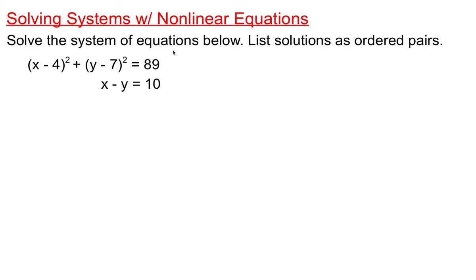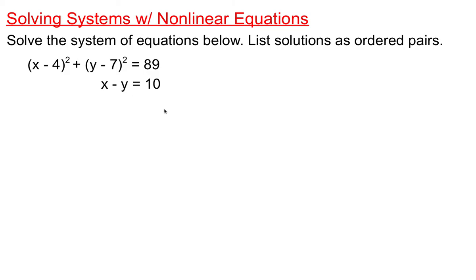Solve the system of equations below. List solutions as ordered pairs. We have two equations here. We have a circle, which is the quantity of x minus 4 squared plus the quantity of y minus 7 squared equals 89. We also have a linear equation. Looks like it's kind of written in standard form here. We have x minus y equals 10.